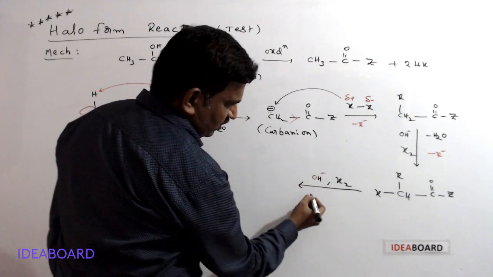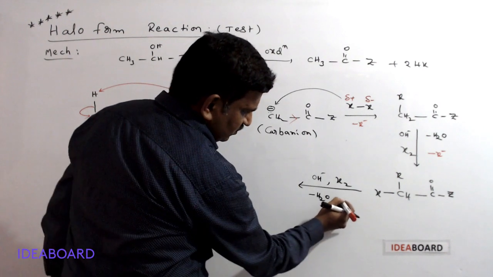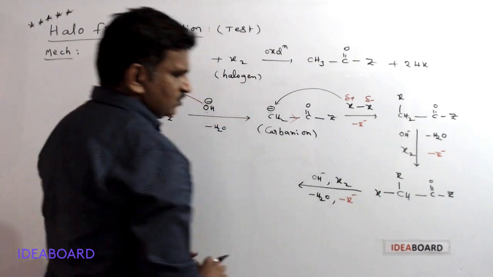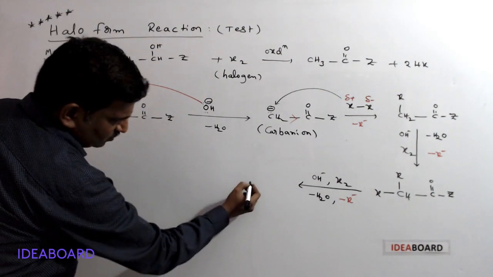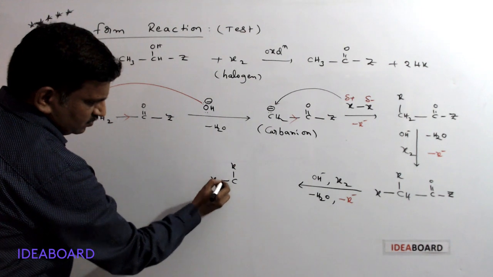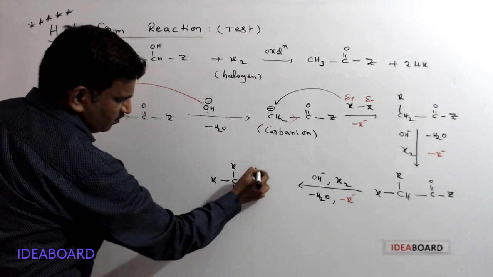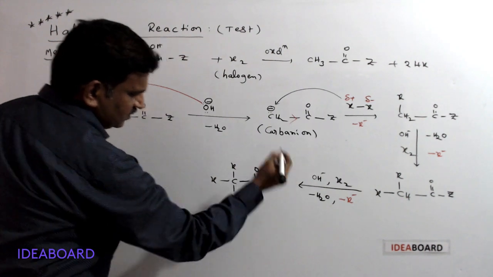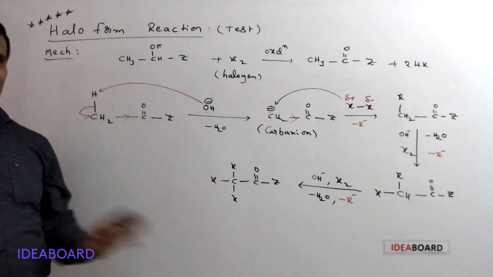And the next step, what happens? H2O is removed and X minus is also removed. By the removal of this hydrogen, one halogen is added. So what happens? You will get CX, and this is also X and this is also X, and now you have C double bond O Z. Okay, so this is the main step, the first step.